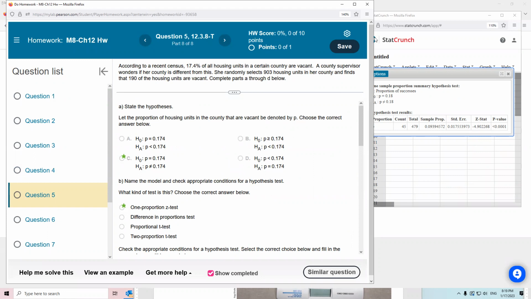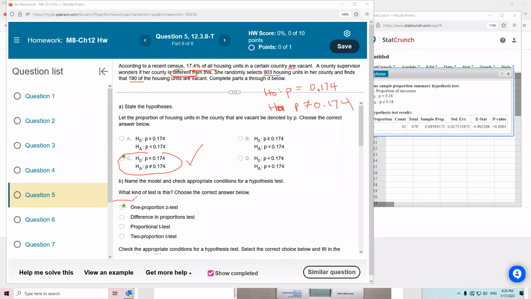It says, according to a recent census, 17.4% of housing units are vacant. A county supervisor wonders if her county is different. So she took a sample of 903 and finds 190 of them are vacant. All right, so again, let's set up the null and alternative. The null is that the housing units have a 17.4% vacancy. And again, the wording here is different. Different means use a not equal symbol in the alternative. So here is the setup for the null and alternative.